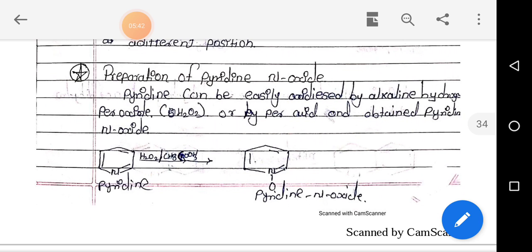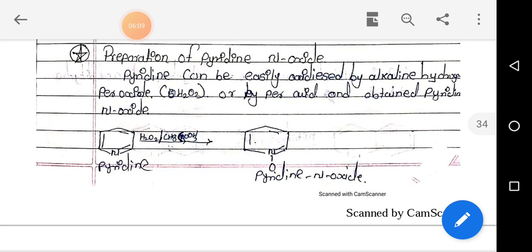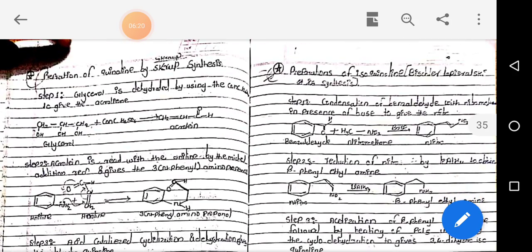Next is the reactions of pyridine, the preparation of pyridine N-oxides. How can we prepare pyridine N-oxide? Pyridine N-oxide can be prepared from pyridine. If an oxidation reaction takes place at pyridine, we get pyridine N-oxide. For the oxidation we use the oxidizing agent hydrogen peroxide, H2O2, along with acetic acid, CH3COOH. Pyridine can be easily oxidized by alkaline hydrogen peroxide or by a peracid to obtain pyridine N-oxide. So this is the reaction.